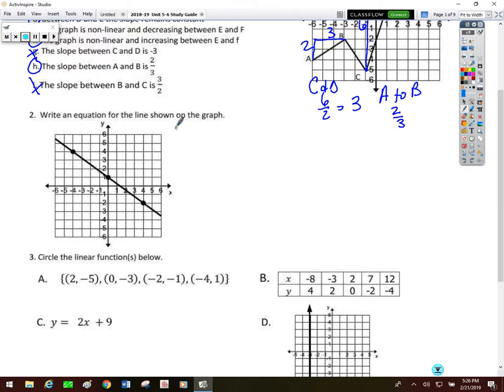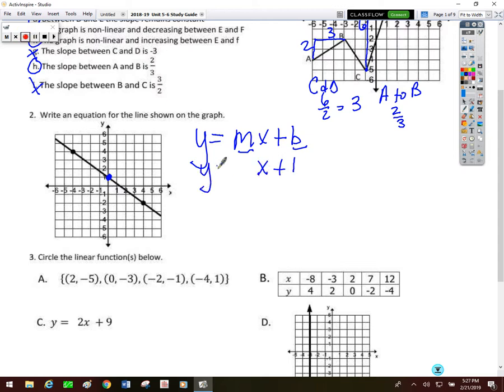All right, write an equation for the graph. Well, remember, for the graph, we want to write it in slope-intercept form, which means y equals mx plus b, where I need to find the slope and I need to find the y-intercept. Remember, the y-intercept is just my starting point. Well, if I look, here's my starting point right here. It's +1. Okay, so now all I do is find the slope.